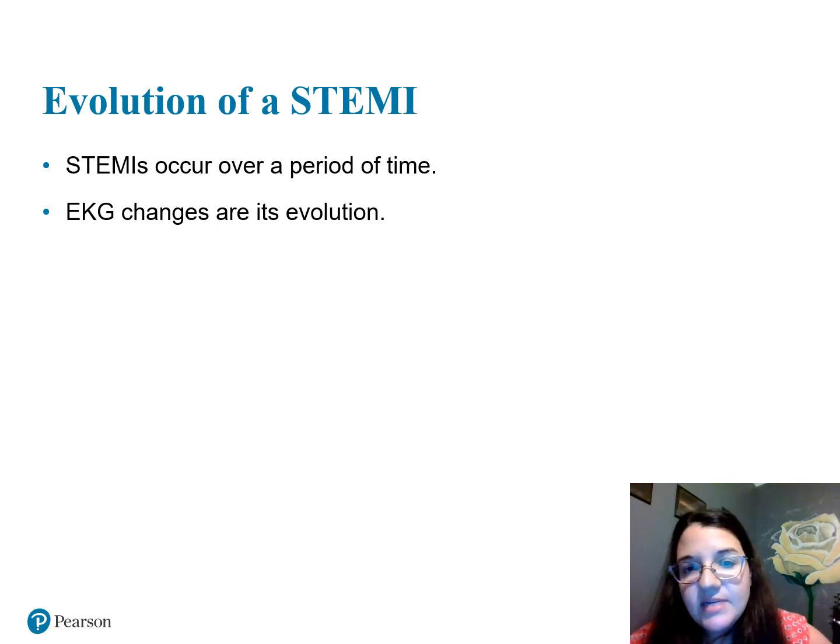So depending on what that STEMI looks like tells me, are they currently in a heart attack? Did their heart attack happen already? Are they starting in ischemia and about to have a heart attack? We're going to be able to tell that by the evolution of the STEMI, meaning we're looking at that STEMI over a period of time. Our EKG rhythm can tell us that.